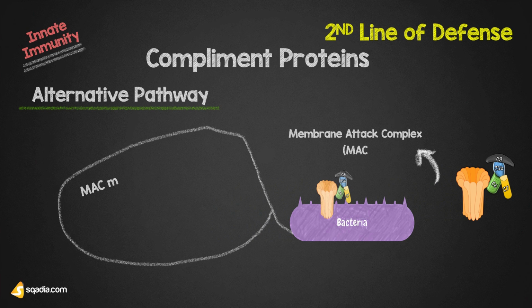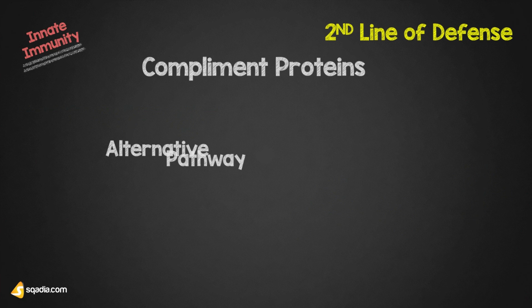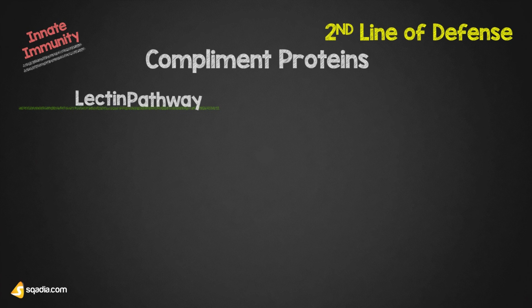Then, a membrane attack complex, or MAC, can insert into the cell membrane of pathogens. There, it produces pores that allow the entry of membrane-damaging molecules, such as lysozyme, and makes the bacterium susceptible to osmotic lysis. Now, moving on to the lectin pathway.